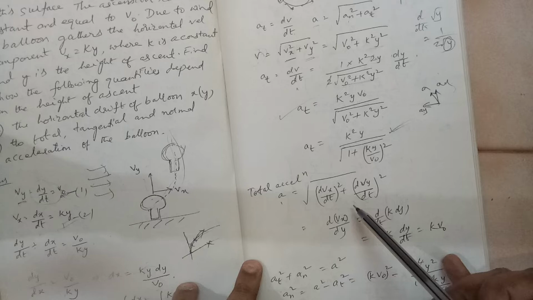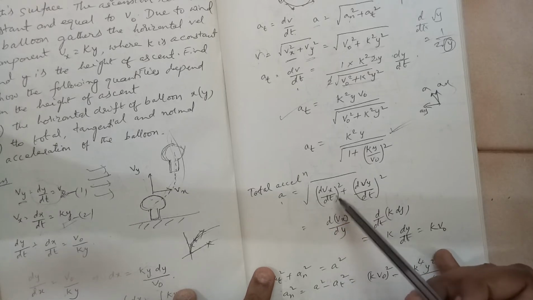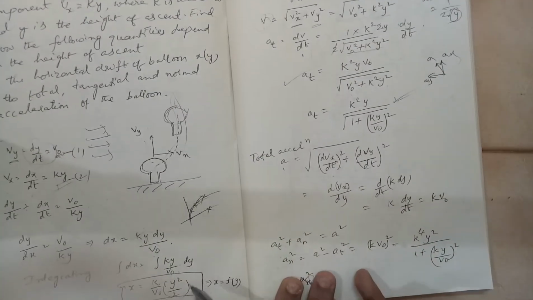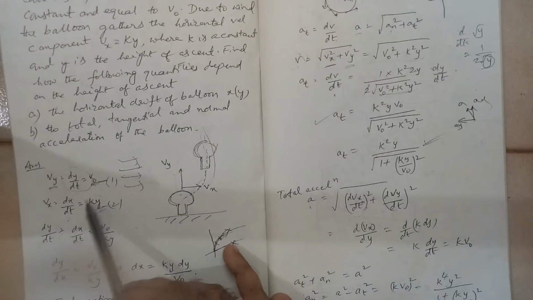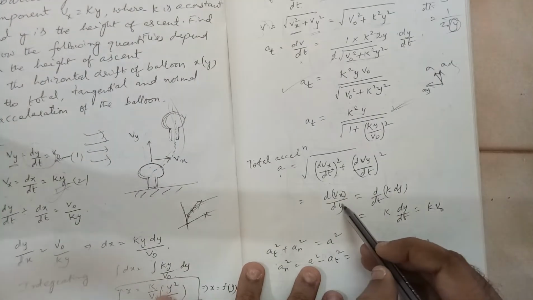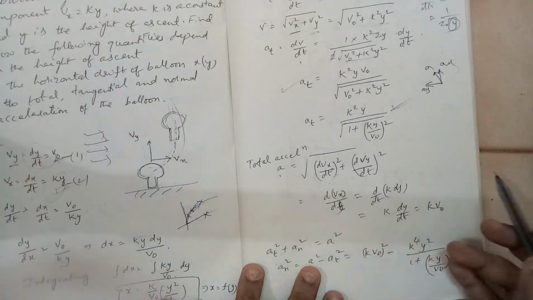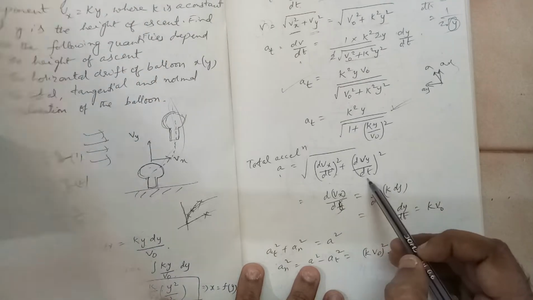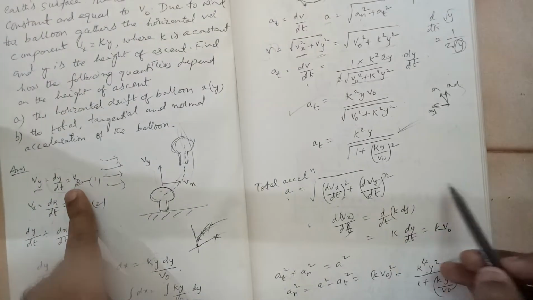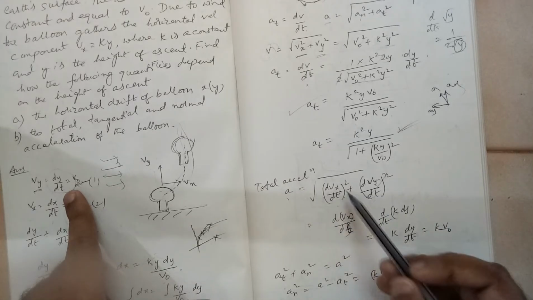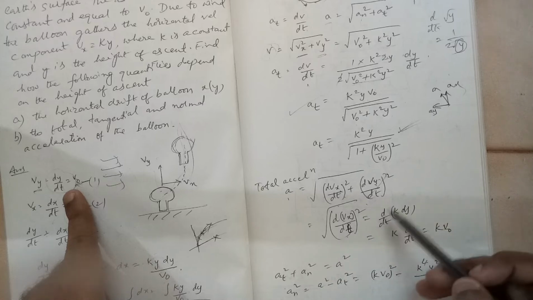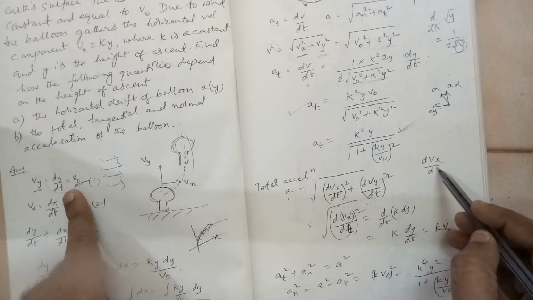So dvx by dt whole square means, vx is how much we have calculated? vx is ky. So it is d by dt of vx. So d by dt of vy, if you calculate, vy is anyway constant, so this term will become 0. So finally you are left with root over dvx by dt whole square. So basically you are left with dvx by dt only.